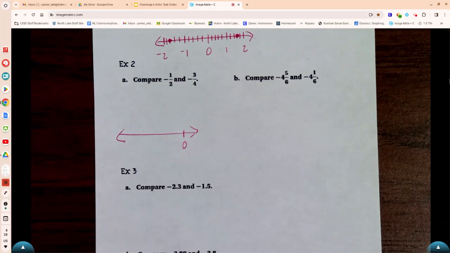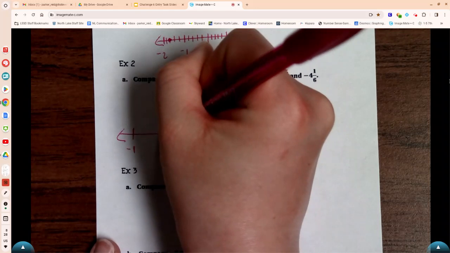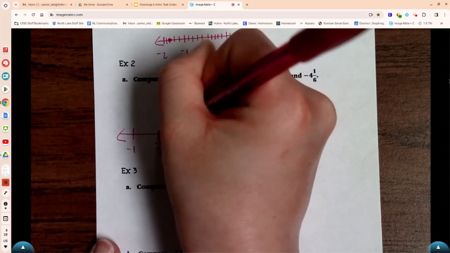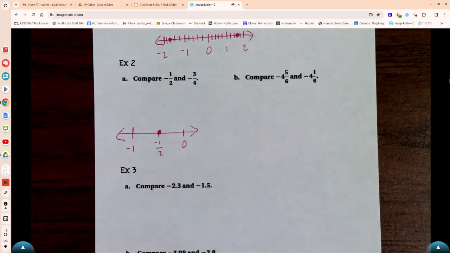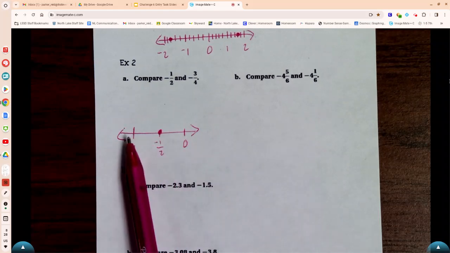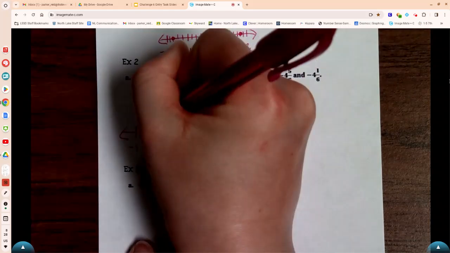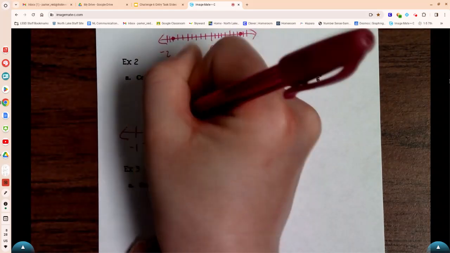Now I'm going to start by graphing negative 1/2. So I'm going to put negative 1 here, and I know negative 1/2 is in between those, so it goes just there. Where would negative 3/4 go in relationship to what I've already graphed? Would it go in between the 0 and the negative 1/2, or in between the negative 1/2 and the negative 1? Natalie? Yeah, it would go in between these. That's where negative 3/4 would be.